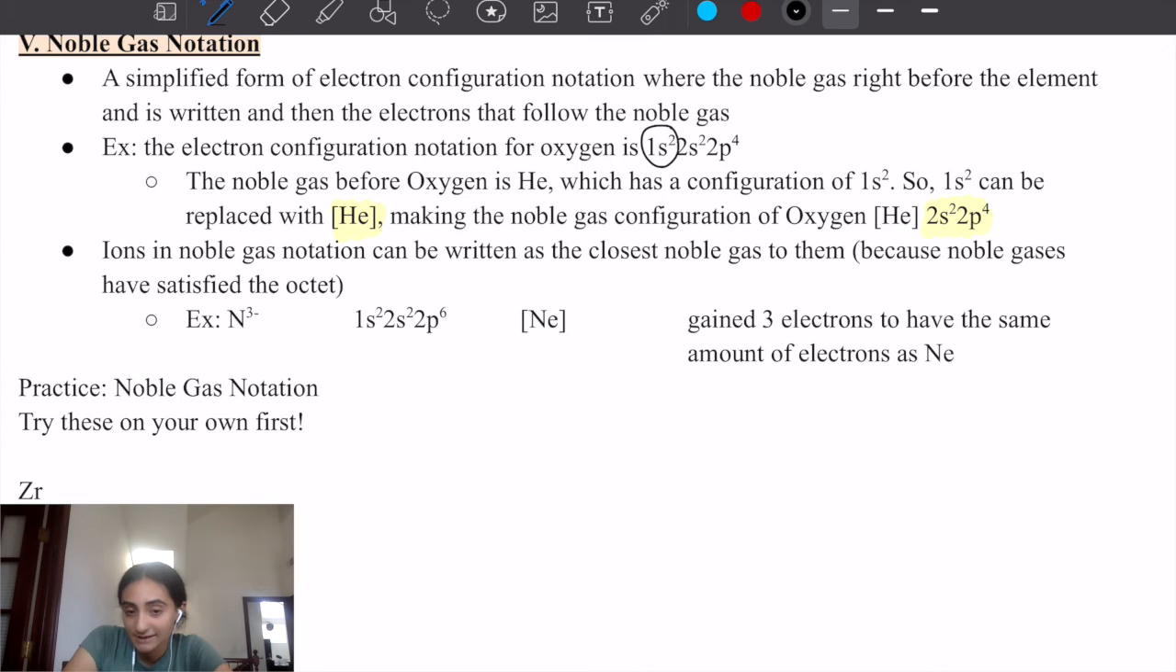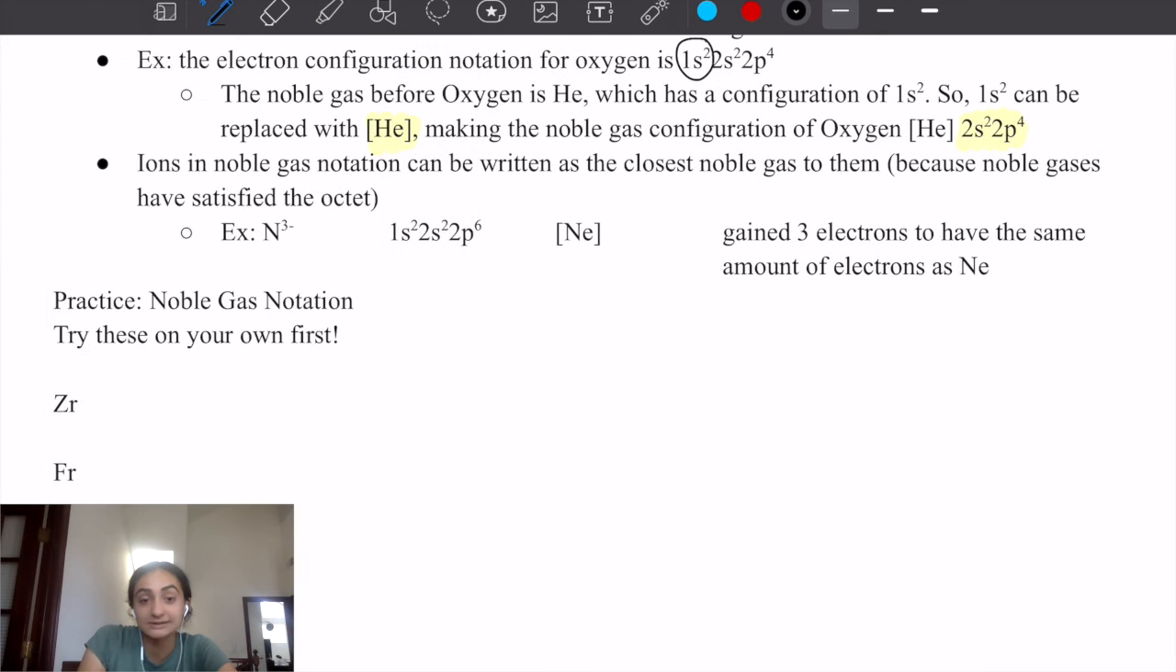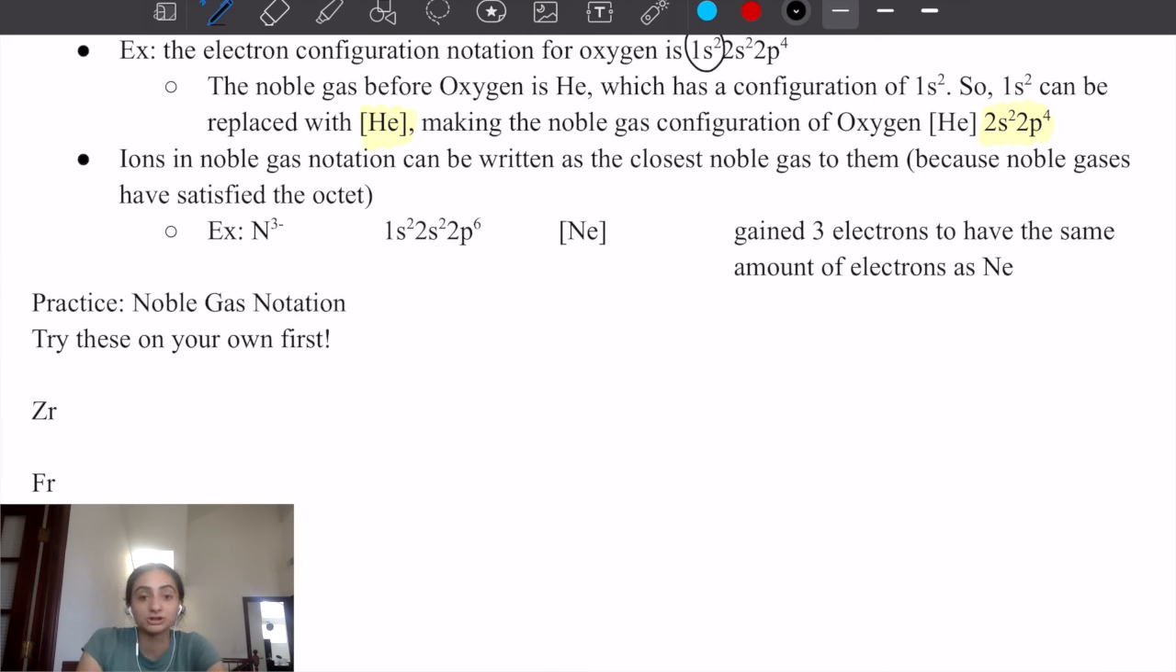This isn't as helpful for elements with fewer electrons. However, when you have a large element that you want to write the electron configuration notation for, like cesium, for instance, it's much easier to just write the preceding noble gas and then follow with the electron configuration. Again, you write the preceding noble gas as a substitute for the portion of the electron configuration that is equal to that noble gas.